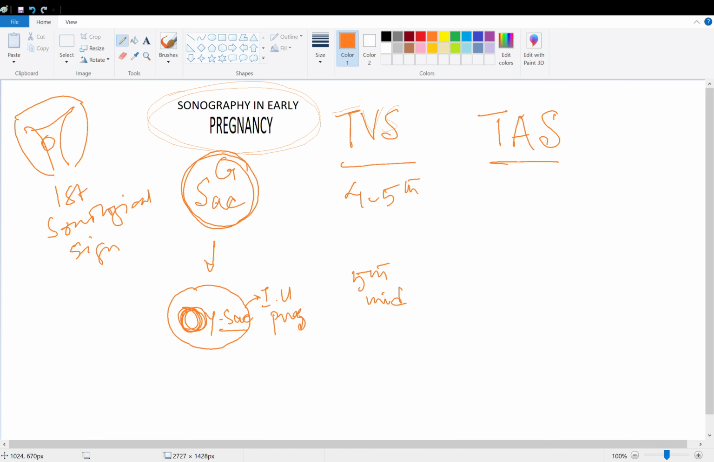pregnancy. Because what happens with a G-sac is, when a G-sac is formed, it's an anechoic fluid collection within the endometrial cavity. Sometimes a pregnancy can be formed within a tube, known as ectopic pregnancy. When ectopic pregnancy happens, there can be a fluid collection in the endometrial cavity as well, and this is known as a pseudo G-sac, and needs to be further evaluated when seen.